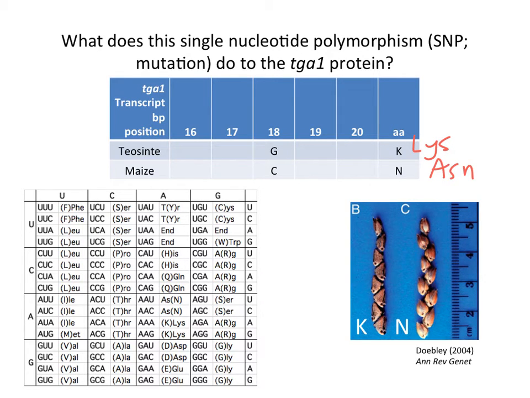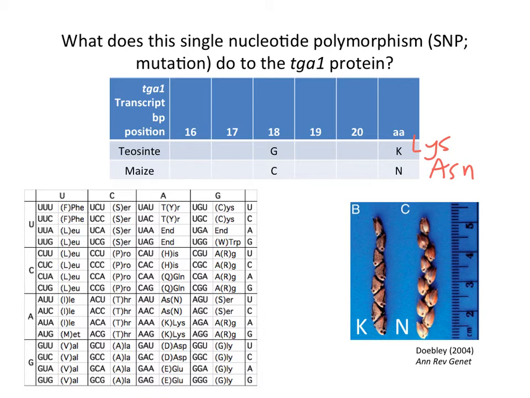or ASN. So your job right now is to tell me, if teosinte has lysine, which of these nucleotide positions that are blank here can you fill in? 16, 17, 19, or 20? So how would we do this?